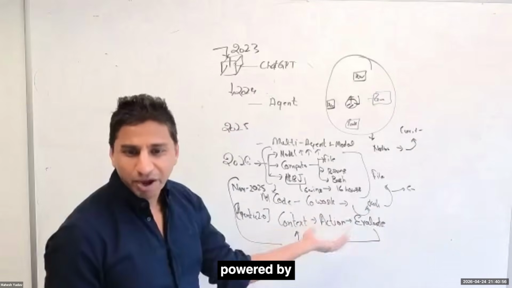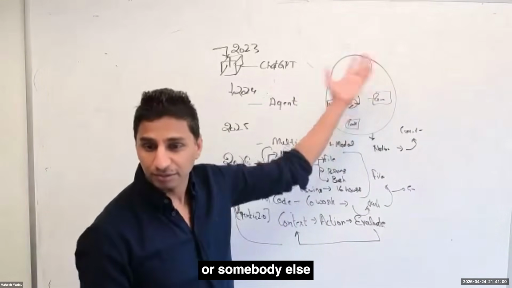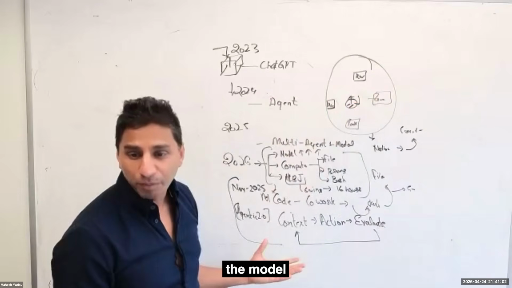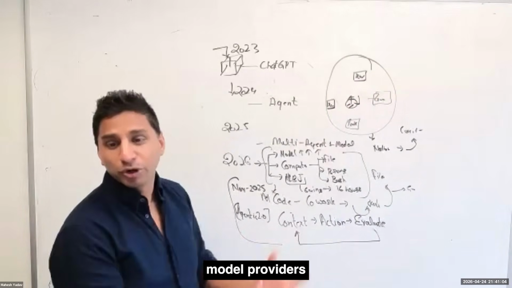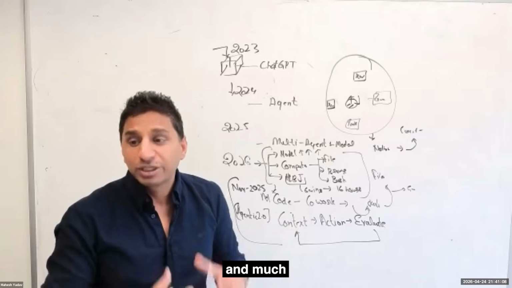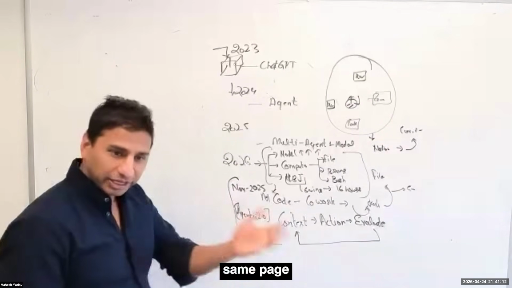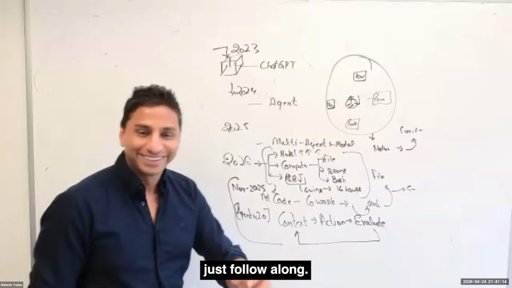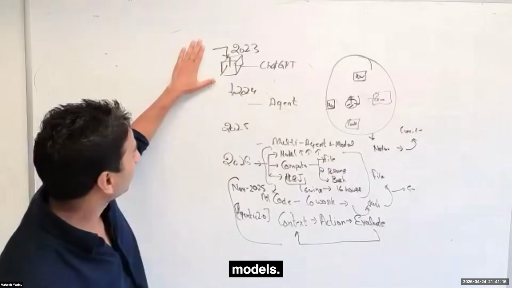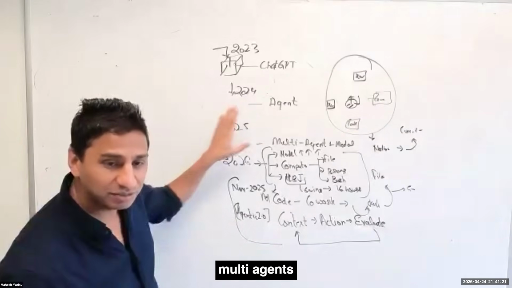That's mostly powered by this capability that instead of you or somebody else building this harness, the model and harness are coming from the model providers or the intelligence labs, and they are much more generic and much more powerful. Okay, everybody on the same page? Even if you are not, just follow along. So the idea is we got smarter models. The model started taking actions. The model can be multi-agent, multi-modal.